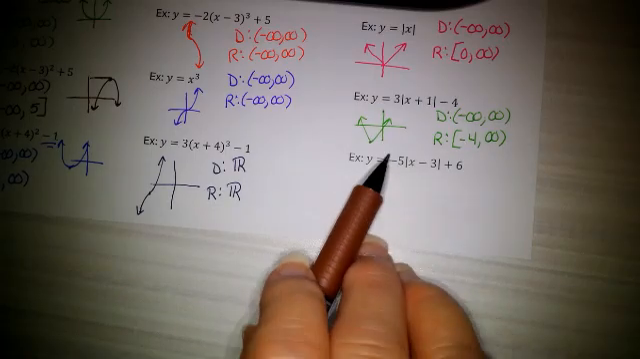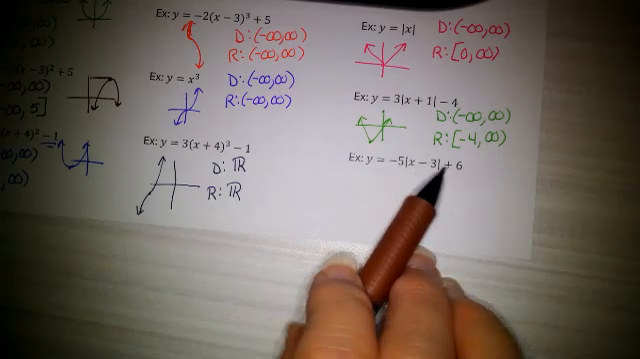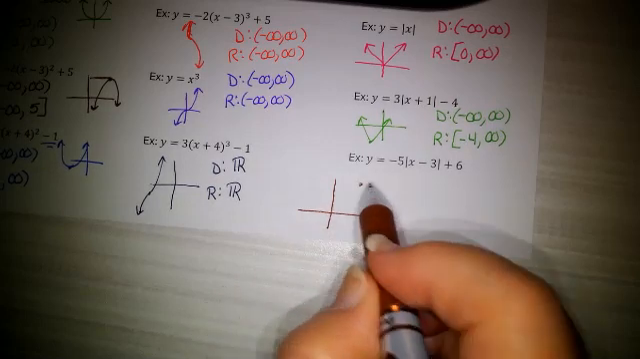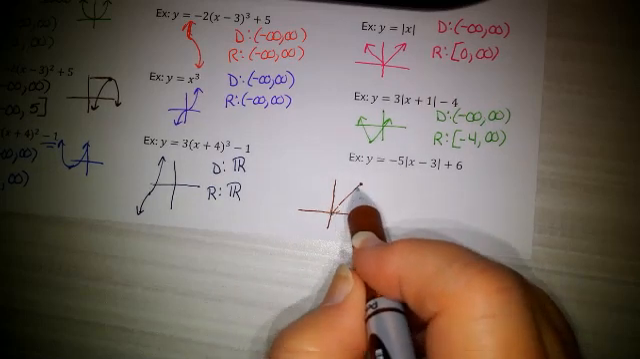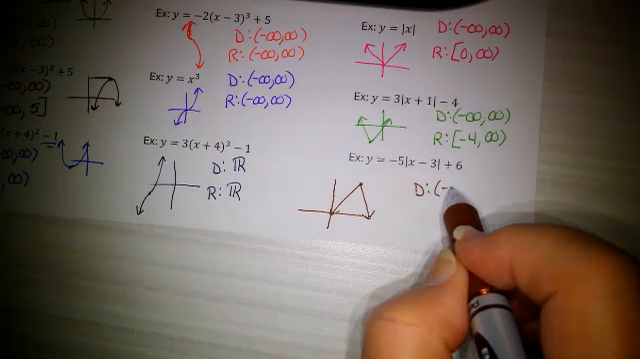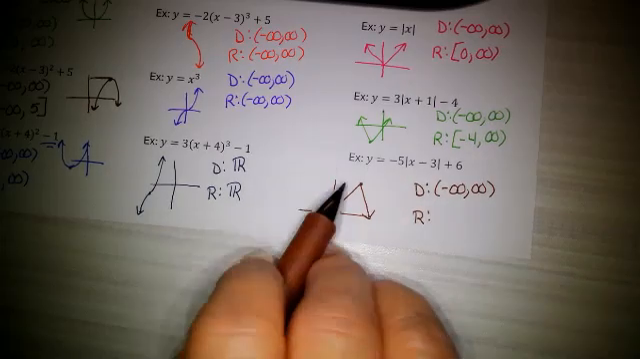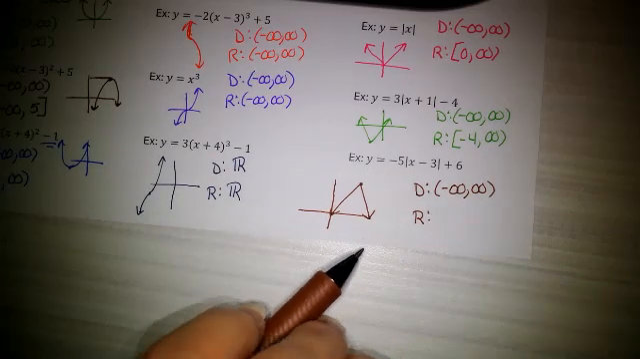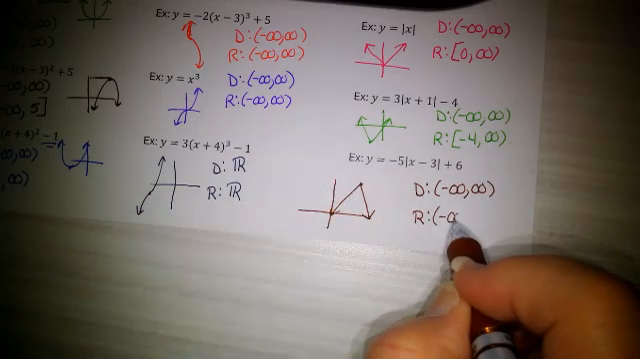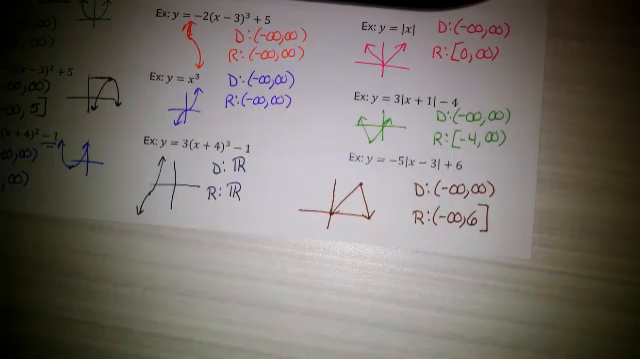And the last one, notice it's a reflection and a stretch. We move to the right 3 and up 6. So let's see if I go over 3 and up 6, and then I'm going to reflect it. It's going to point this way. The domain for all of these absolute value problems is all real numbers. But because it reflected, the range has switched. It goes from the bottom up to this point. So negative infinity until this point, which was our up 6, to get our range.